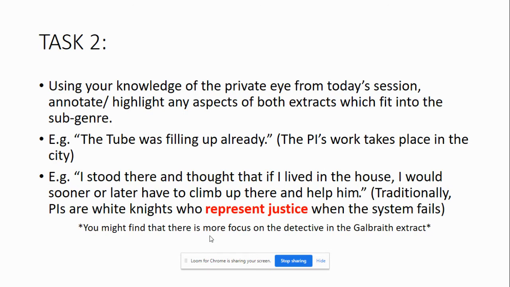You're probably going to find more in the Silkworm extract, because in The Big Sleep, a lot of focus becomes Marlowe actually seeing, describing what's in front of him and looking at a couple of the other characters and the setting in quite a lot of detail, rather than the focus being on the detective himself. So do what you can, find what you can. Where are there elements of the PI subgenre in both of these extracts? So annotate that in a different colour.